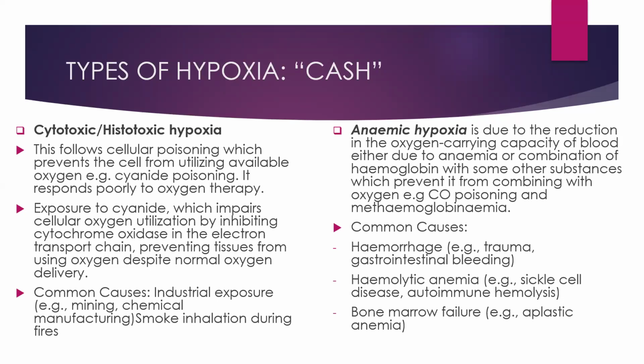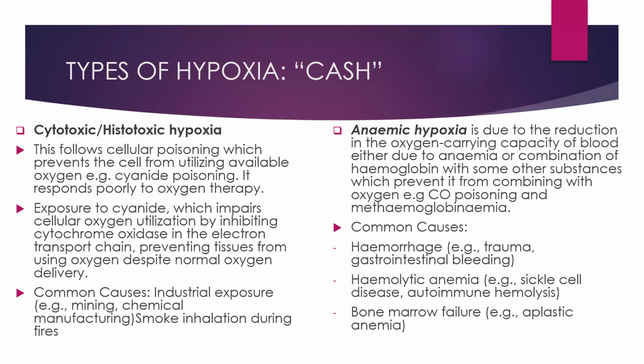So exposure to cyanide, for instance, impairs cellular oxygen utilization. And this prevents tissues from consuming the oxygen that is delivered to them. Here, oxygen delivery is normal. The problem is oxygen utilization. Common causes of cytotoxic hypoxia include industrial exposure, miners and chemical manufacturing companies. Smoke inhalation during fires can also lead to carbon monoxide poisoning, which can lead to cytotoxic hypoxia.